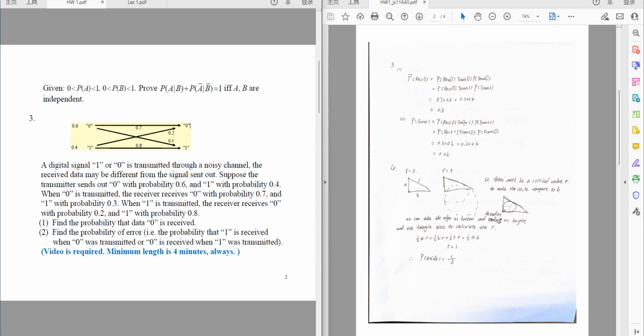Okay, so like above, sending 1 and receiving 0 is equal to the probability of transmitting 1 times the conditional probability of receiving a 0 given transmitting 1. Also, like as transmitting 0 but receiving 1. So we can get the probability of transmission error is 0.26.